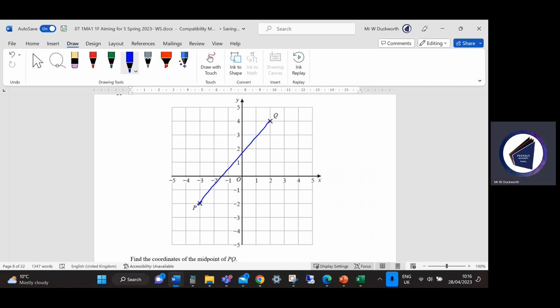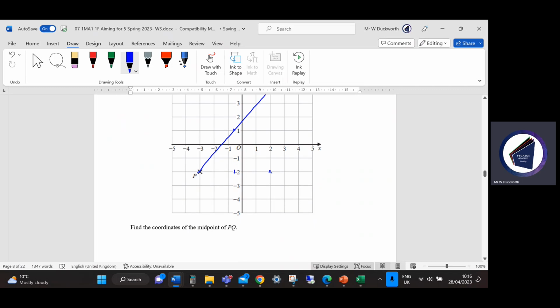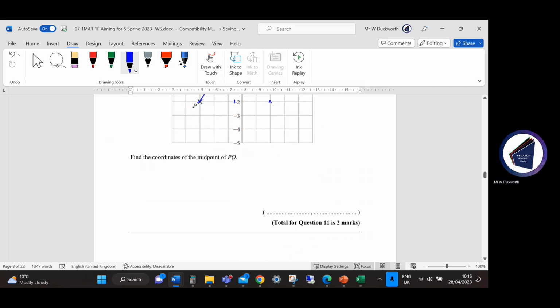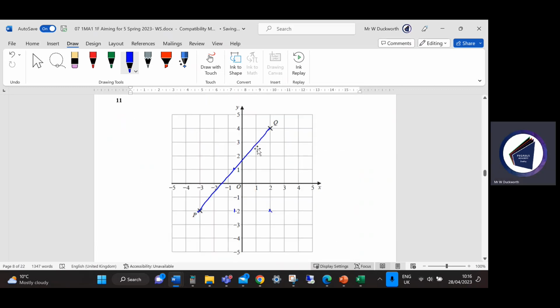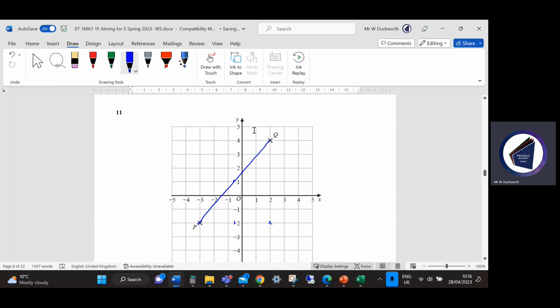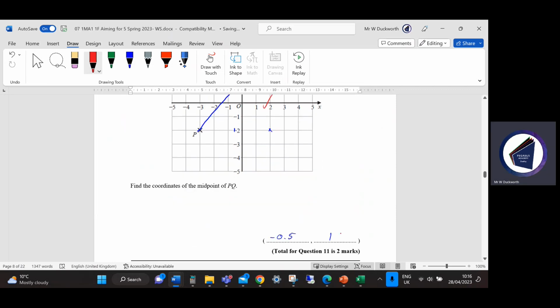And then if we look, the distance between those two would be minus 0.5, and the distance between those two would be 1. So we're looking at minus 0.5 or 1. And that's it for that page. Right, that was fairly quick. Question 11 then, M1 for finding the midpoint and then the correct answer. So that's my method and that's my answer.